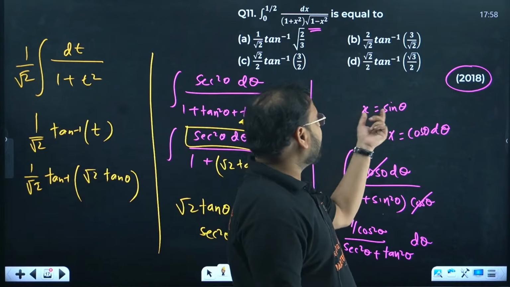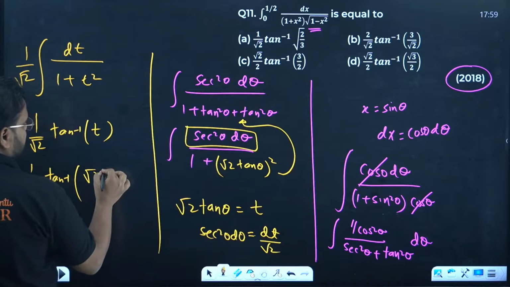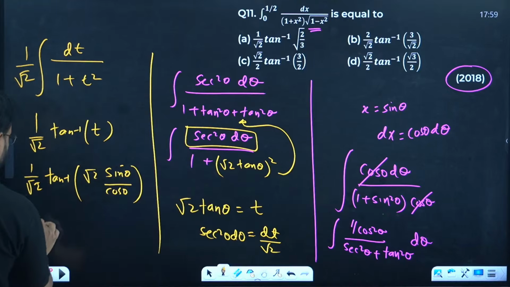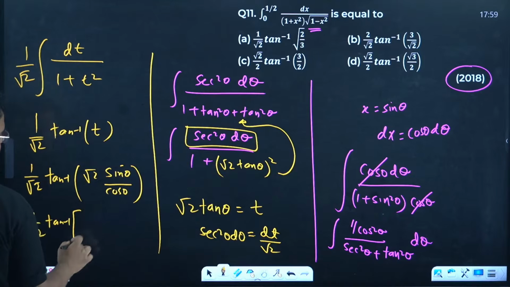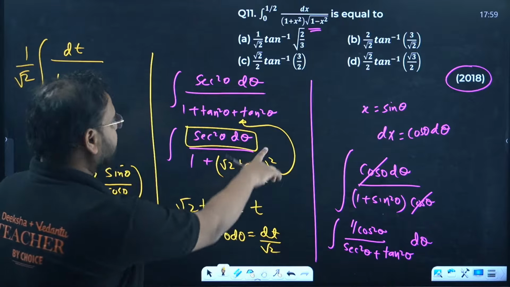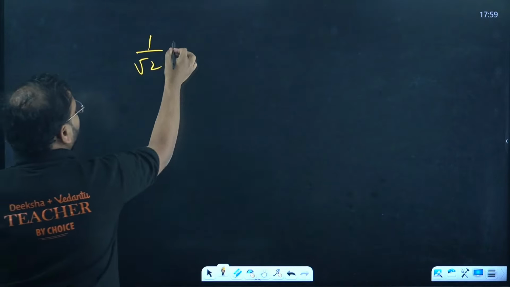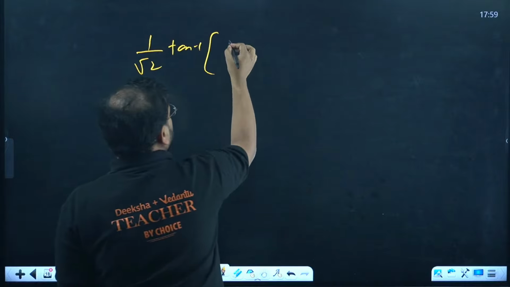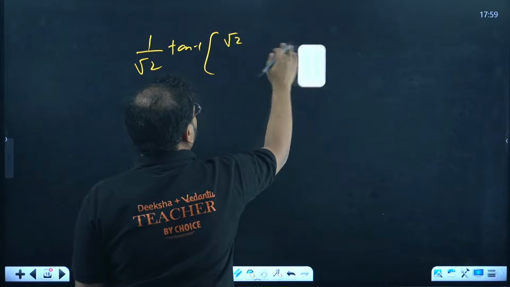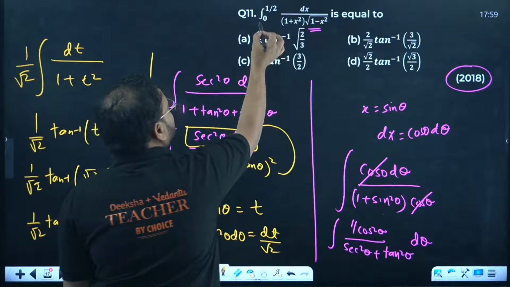And check here, I have taken x as sin theta, so I can write this as, excuse me, this was tan theta, right? Sin theta by cos theta is tan theta. Sin will be x, so 1 by root 2 tan inverse of root 2 into x upon, what is that value? x is sin theta means root of 1 minus x square. We write this answer so far: 1 by root 2 tan inverse of root 2 times x upon root of 1 minus x square. If you look at the limit, we have 0 to 1 by 2.